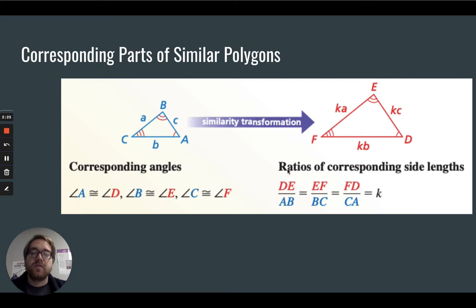The ratio of the corresponding side lengths are all the same number, which we're calling K here. So if I take the side lengths of A, B, and C and multiply them by that constant K, that is going to be the side lengths of the similar triangle. And so we say that the side lengths are proportional to each other.